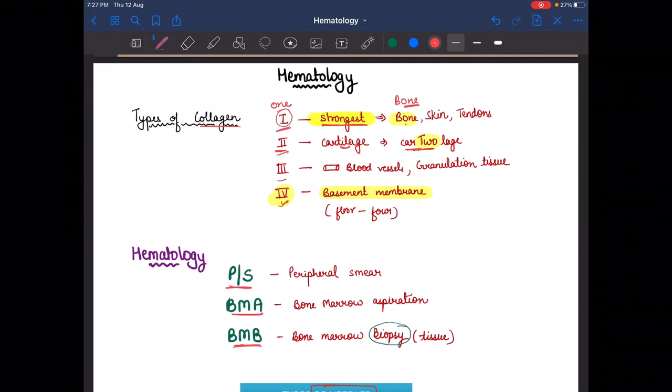So type 1 is present in the bone. How we can remember? As we write the 1, similarly we write the bone. In bone also one letter comes. So type 1 collagen is present in bone.